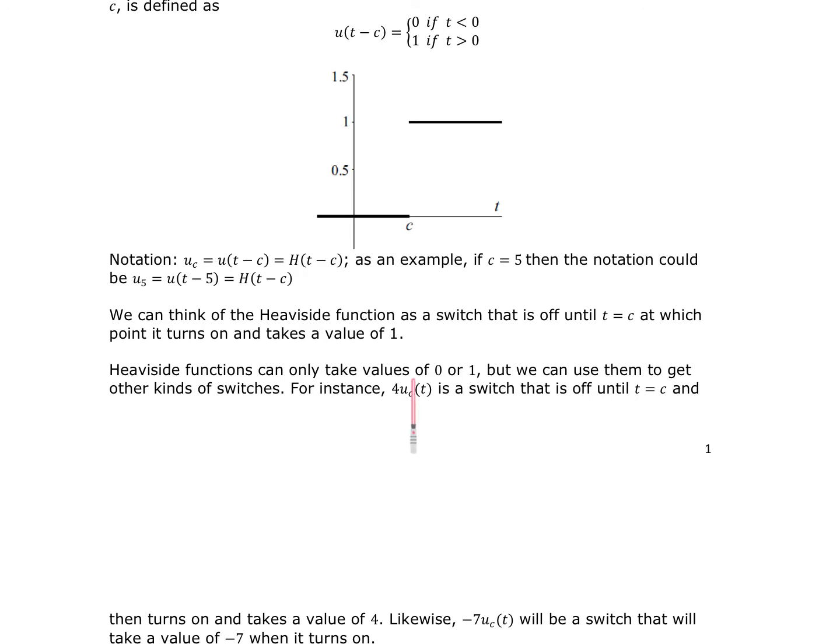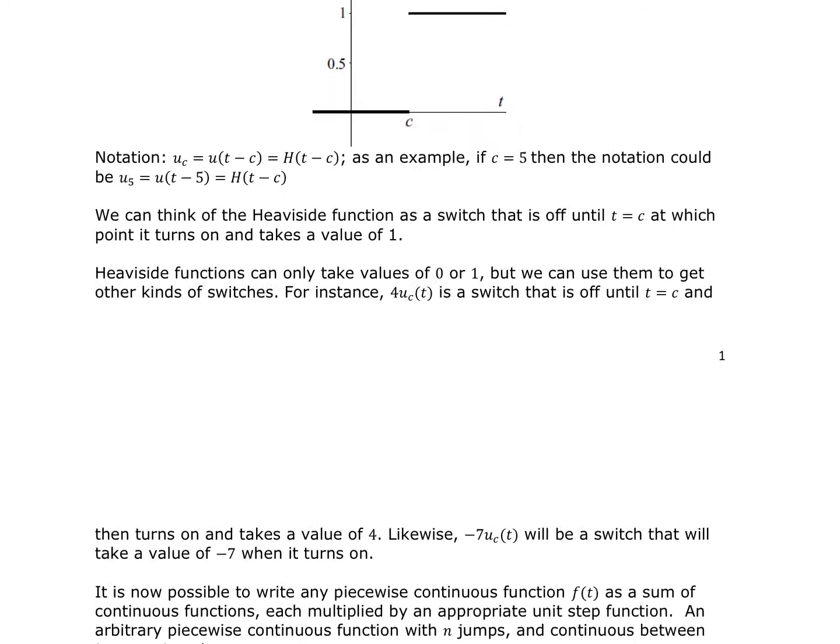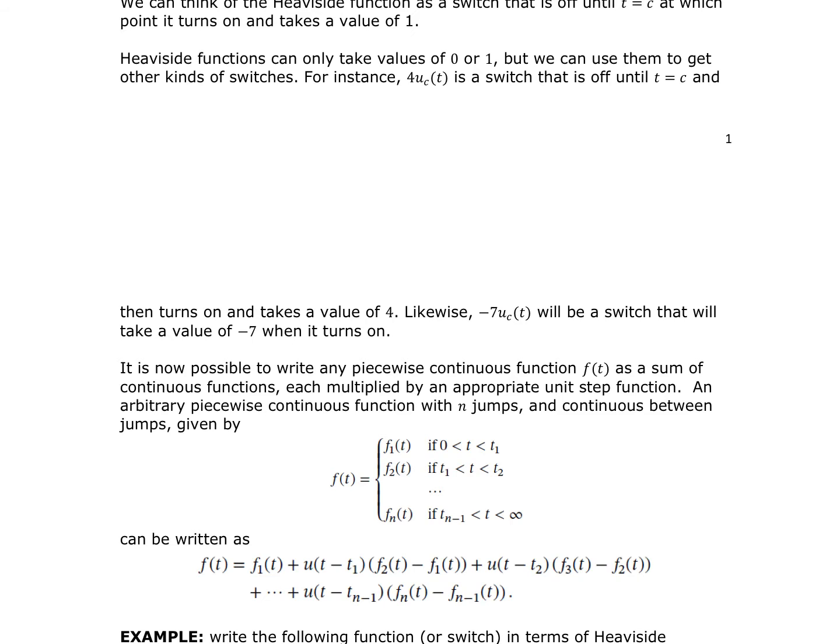Heaviside functions can only take on zeros and ones, but we can use them to get other kinds of switches and other kinds of values. For example, 4 u sub c of t is switched off until we get to that arbitrary c, and then when it turns on, it's going to take on a value of 4 because 4 is a multiplier. Likewise, negative 7 u sub c of t will be switched off, but when it turns on, it will take on a value of negative 7.